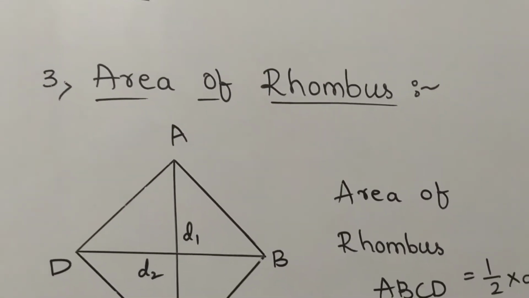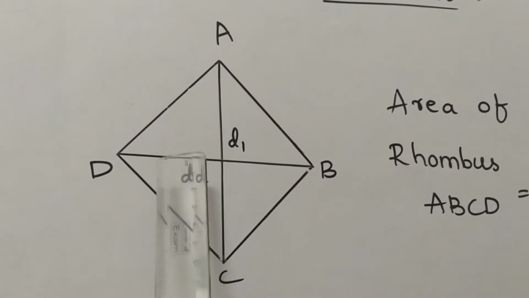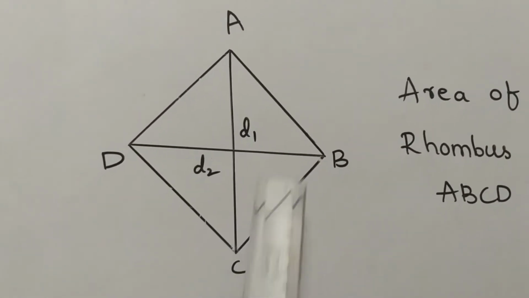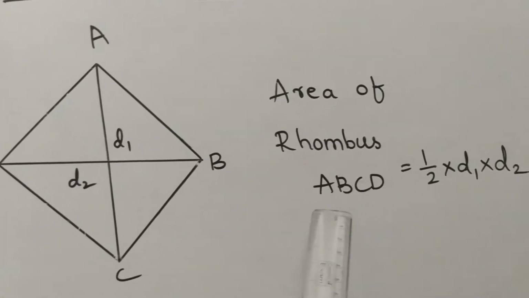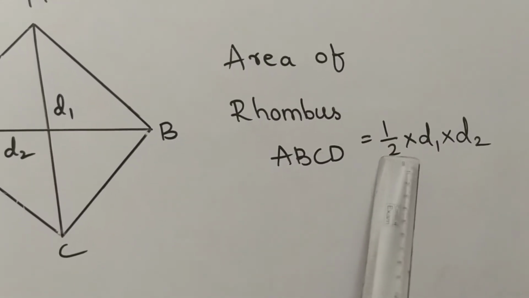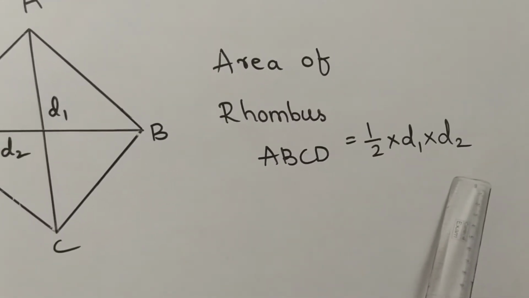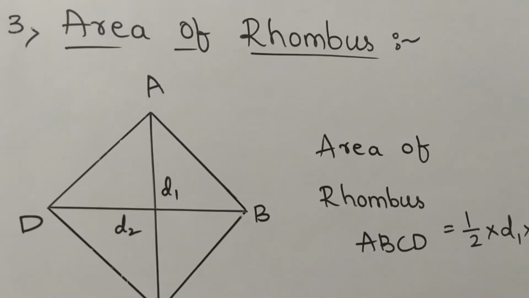Next is the area of a rhombus, students. Here we are taking one rhombus and in that we are drawing the diagonals d1 and d2. Now the area of rhombus ABCD is half into d1 into d2, that is half into diagonal 1 into diagonal 2. This is the area of a rhombus.